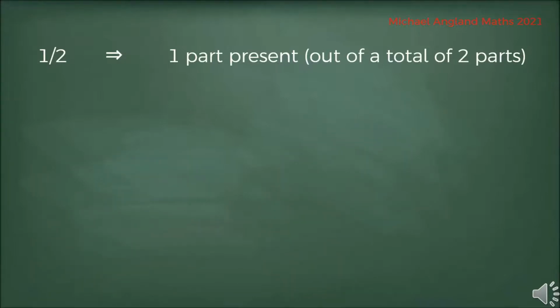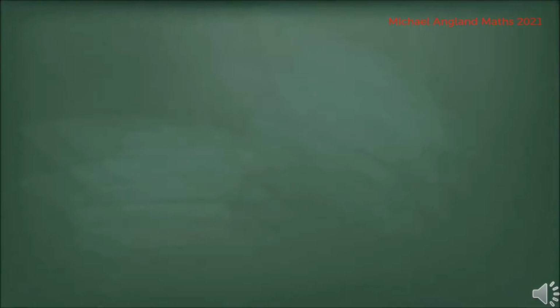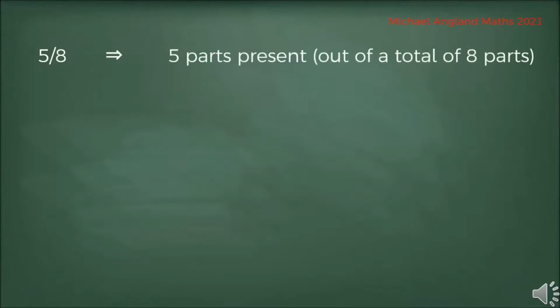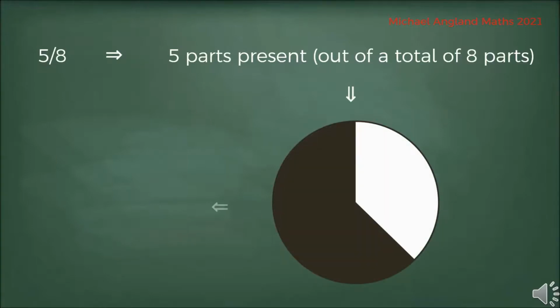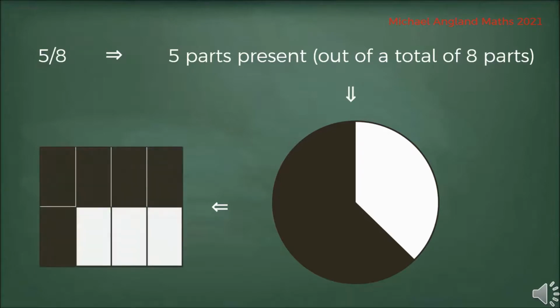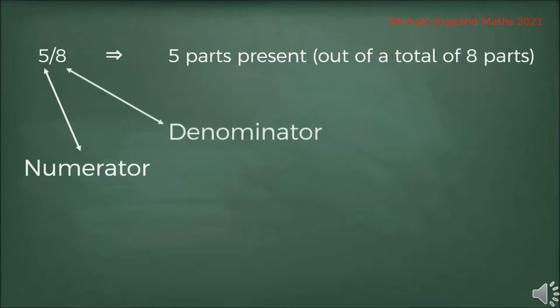And in this case, the numerator is 1 and the denominator is 2. Let's have a look at another example. Here we have 5/8, which means 5 parts present out of a total of 8, which as a circle would give us that much, or as a rectangle, if we divide it into 8 parts, would give us the 5 black parts we can see. And again, with 5/8, the numerator is the 5 and the denominator is the 8.